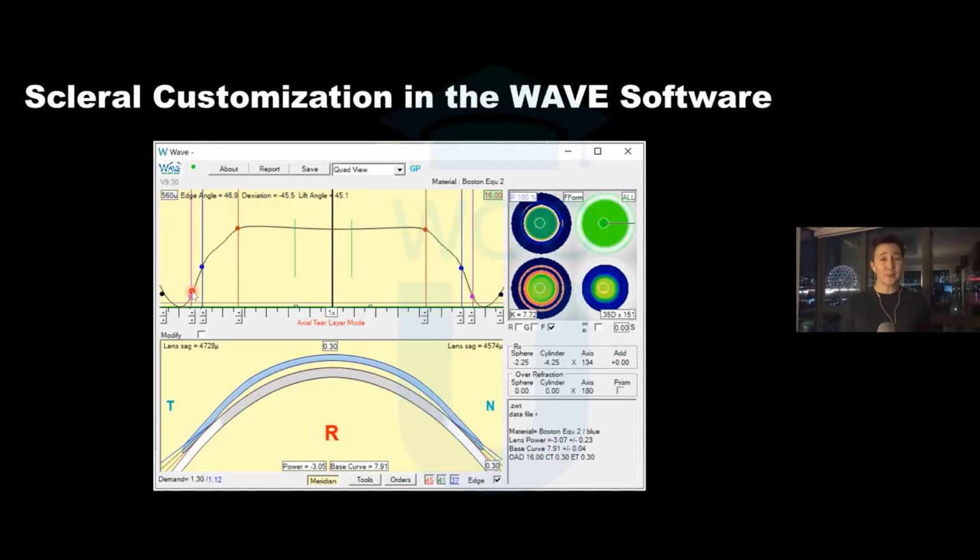So being able to make those control points change that tear layer profile is one of the very valuable tools of WAVE. And I think what makes this software so special is that ability to customize both the depth of those points, but the position of those control points.